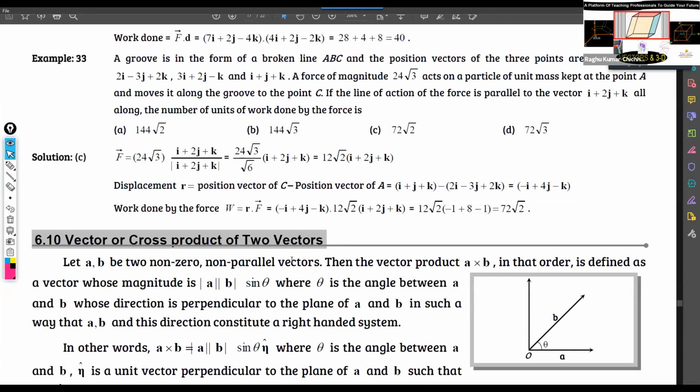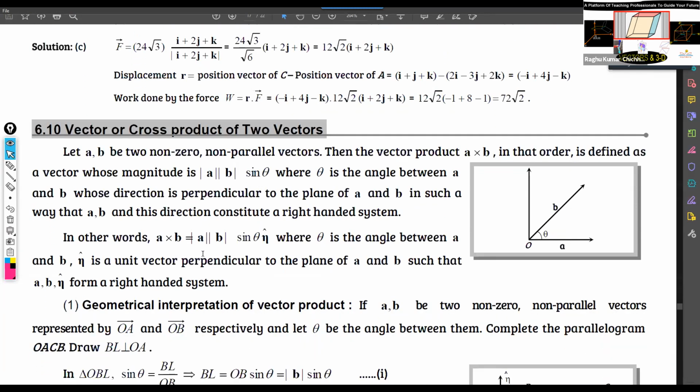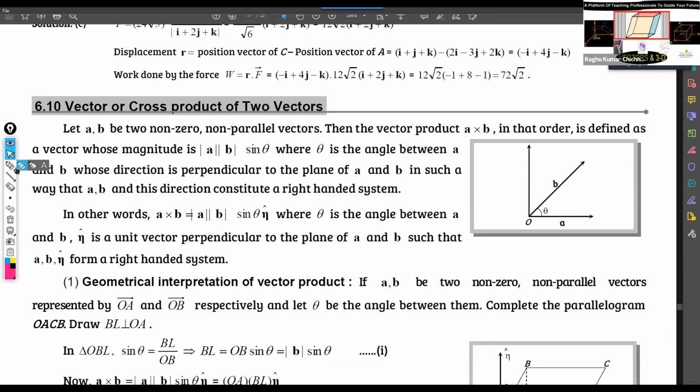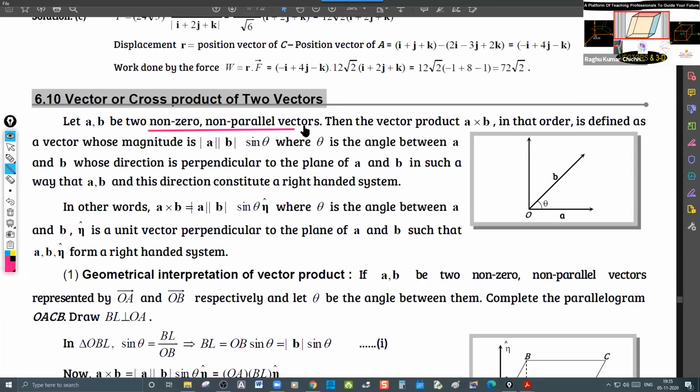the definition here given. Let A bar and B bar be non-zero, non-parallel vectors. Why is he saying non-zero, non-parallel vectors? If any vector becomes a 0 bar, then the product becomes 0. That is why he is saying it. Parallel means theta becomes 0. That's the definition I gave you here.